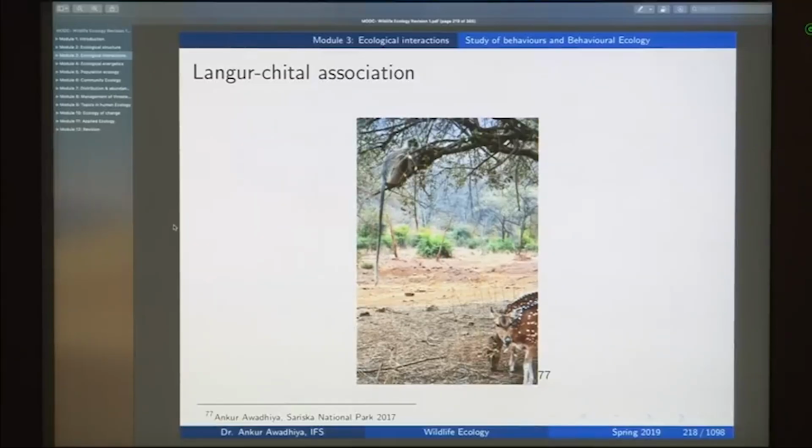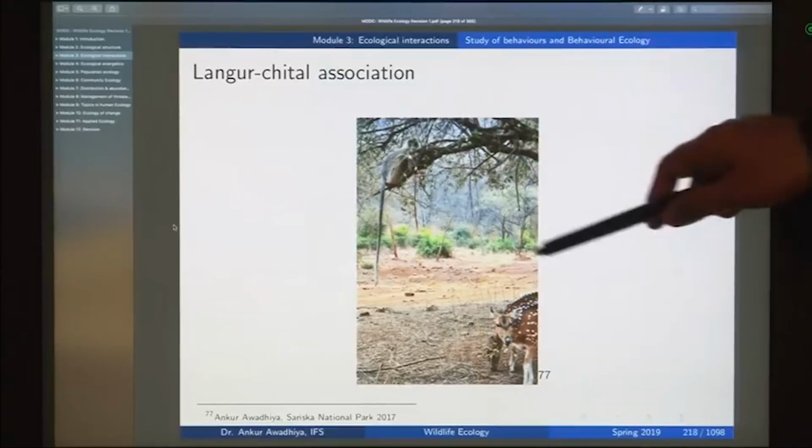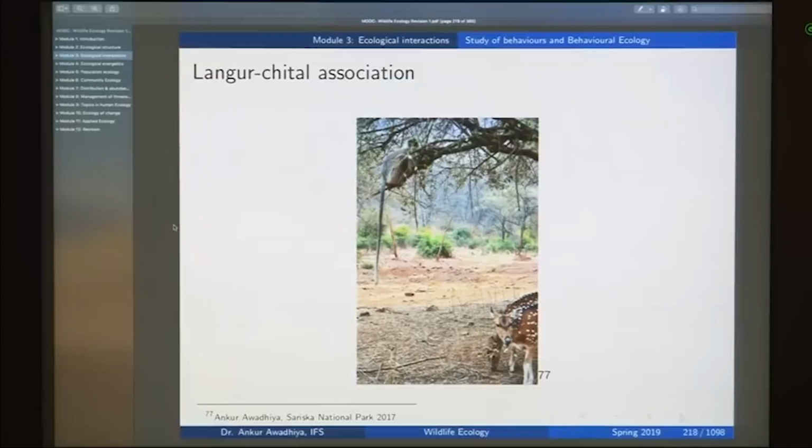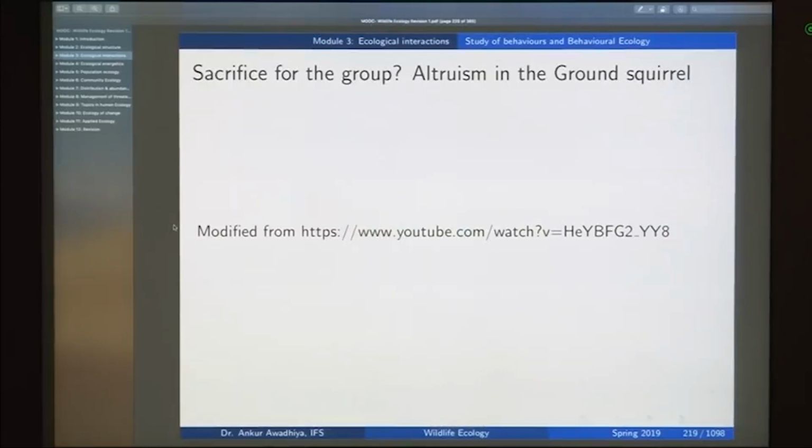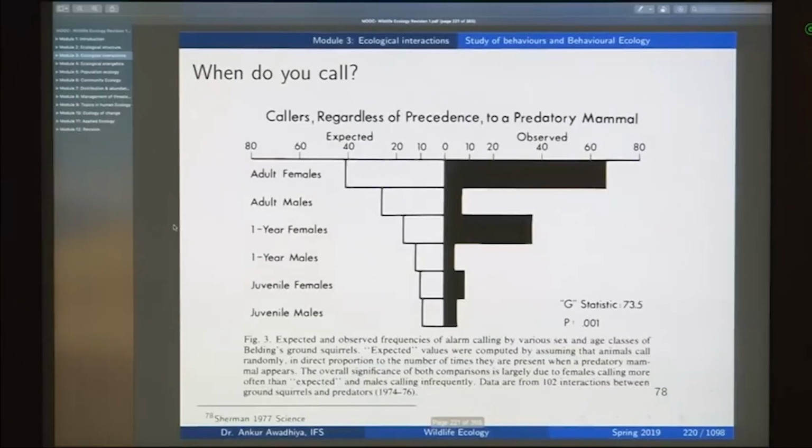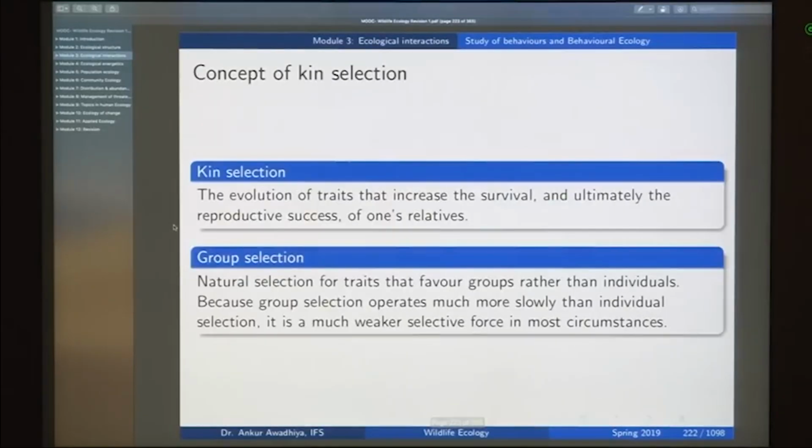The langurs are doing much more, but the cheetals are getting a much larger amount of benefit as compared to the langurs. So, it is an example of asymmetric mutualism or asymmetric proto-cooperation. Now, we also looked at the example of sacrifice for the group, such as altruism in the ground squirrel, and we looked at how when a particular organism calls, it depends on how many individuals in that colony are genetically related to itself. And then we looked at the concept of kin selection, which is the evolution of traits that increase the survival and ultimately the reproductive success of one's relatives.